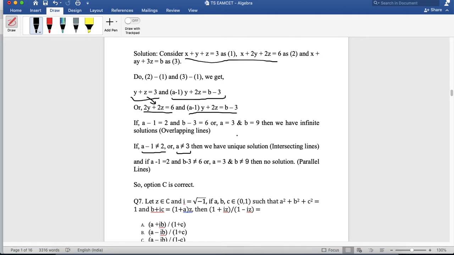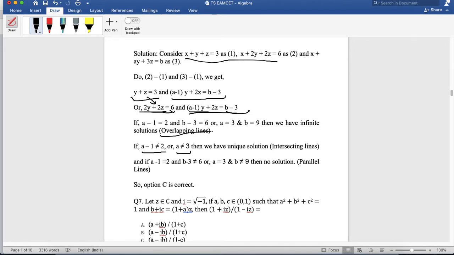So no solution will happen when a minus 1 equals 2. Then these two lines are parallel to each other, but whether they are overlapping or not overlapping will determine whether we have infinitely many solutions or no solution. They will overlap when b minus 3 is equal to 6, then they will overlap and you will have infinite solutions.